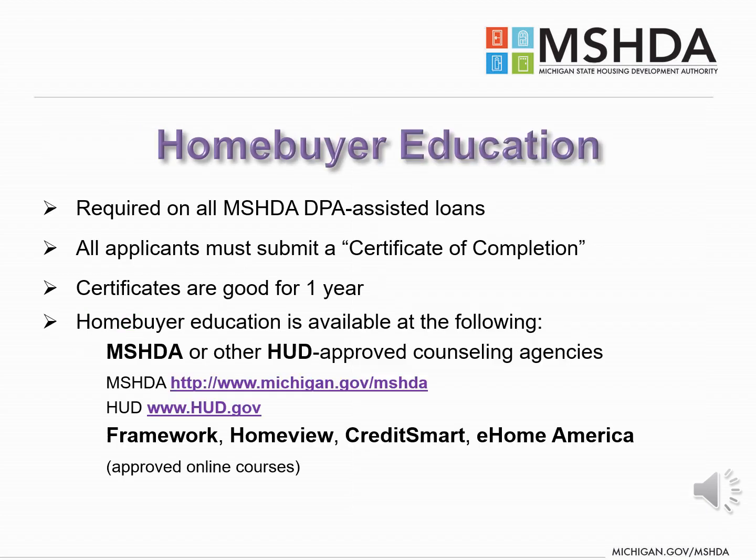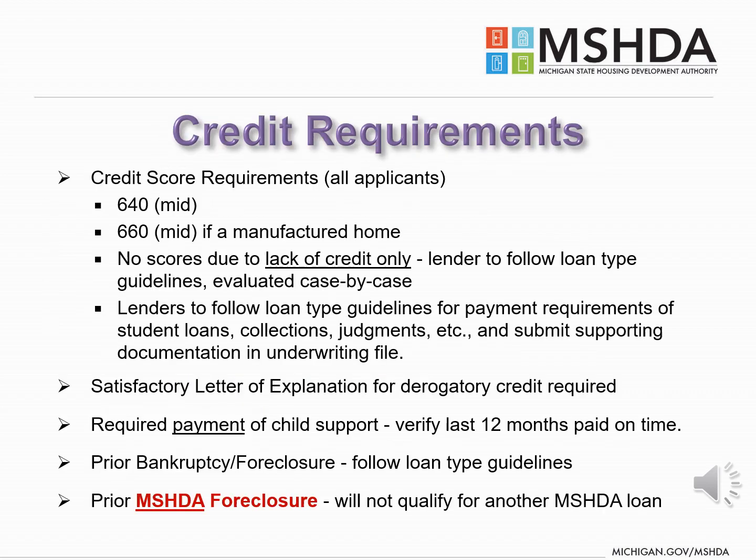Homebuyer Education Certificate of Completion is required on all MSHDA DPA assisted loans. All applicants must submit a Certificate of Completion. Certificates are good for 1 year. Homebuyer education is available at the following: MSHDA or other HUD-approved counseling agencies, Framework, HomeView, CreditSmart, eHome America approved online courses.